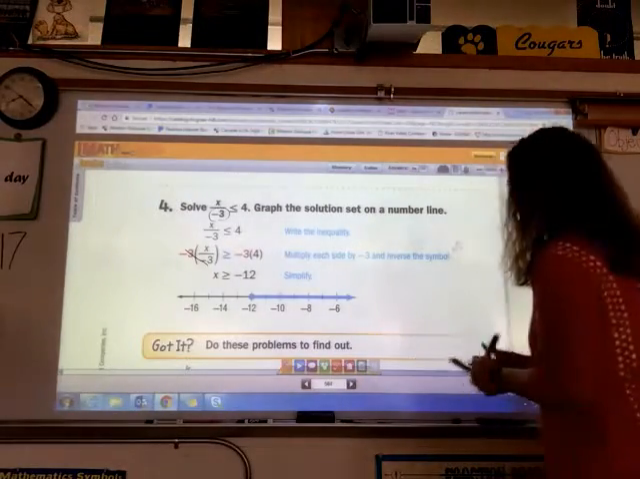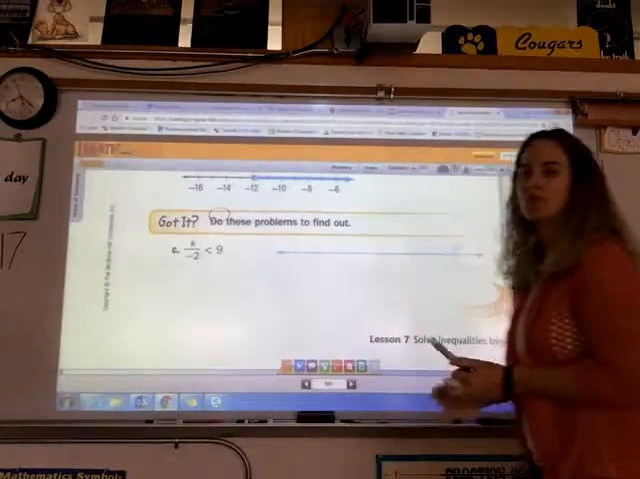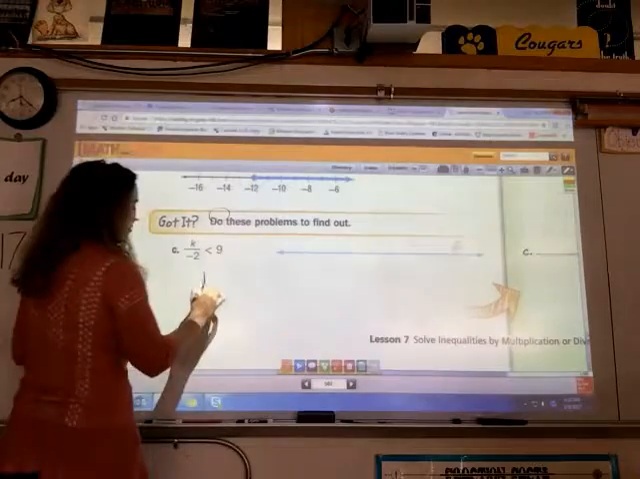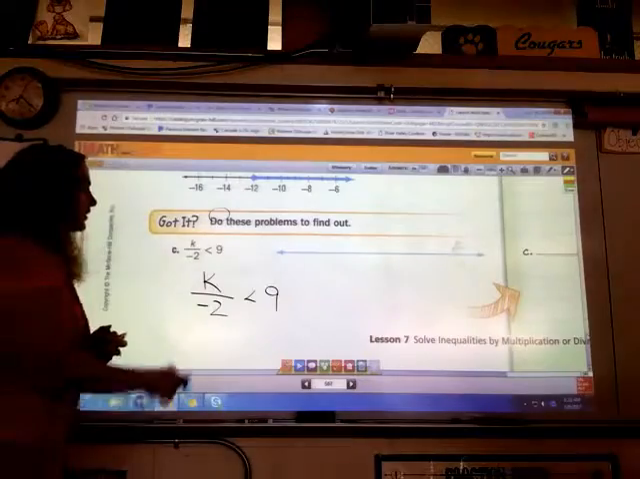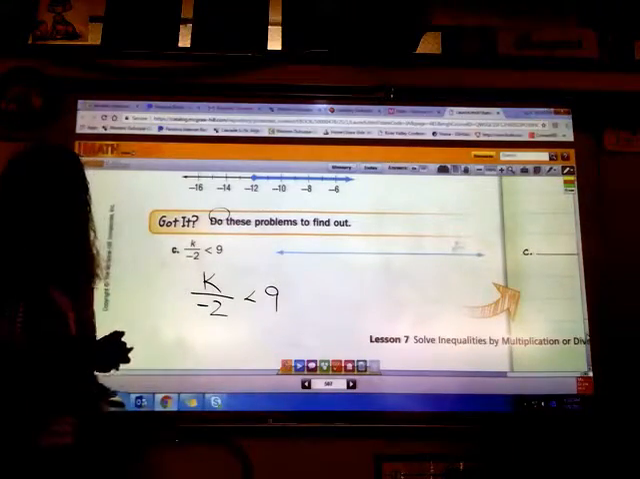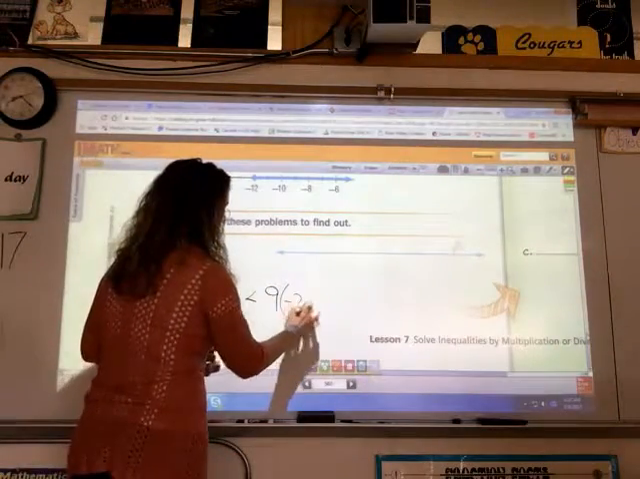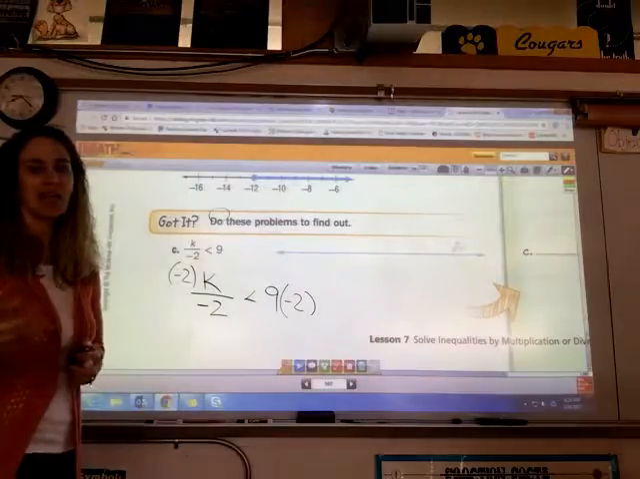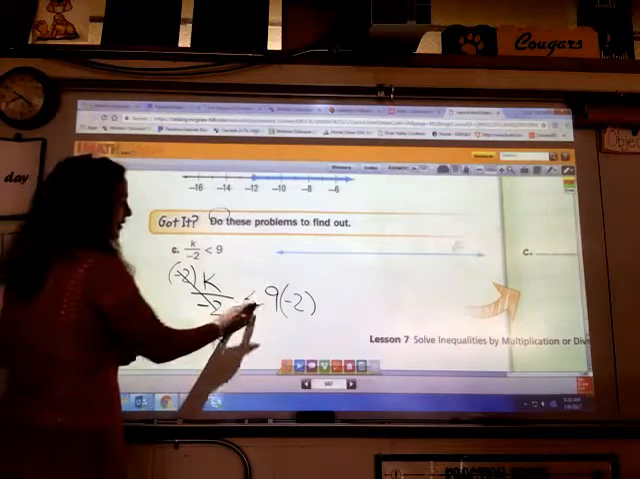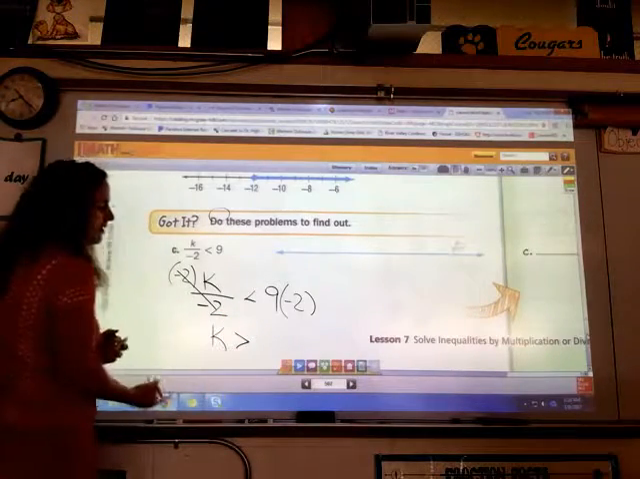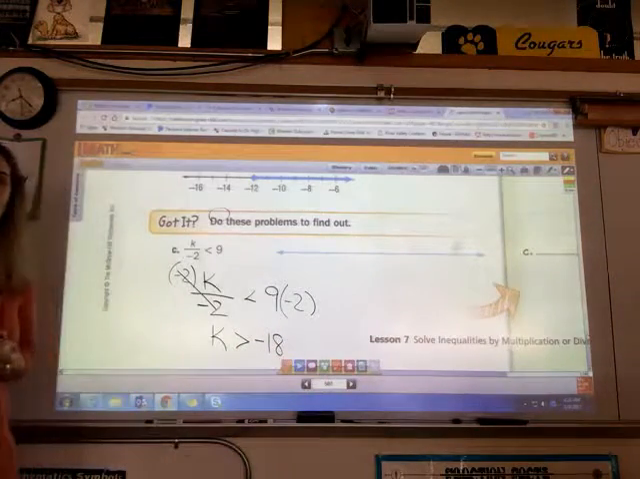Let's go ahead and take a look at the practice problem, letter C here. They do want us to graph this one. So I'm going to rewrite this to give me a little bit more room down here. So k divided by negative 2 is less than 9. We're taking k and dividing it by negative 2, so the opposite would be to multiply by negative 2. So I'm going to multiply both sides by negative 2. Now I have to remember I'm multiplying by a negative 2, so my inequality symbol is going to have to be reversed. So it was less than, now it's going to become greater than. And then 9 times negative 2 is negative 18. So now I can go ahead and graph this.